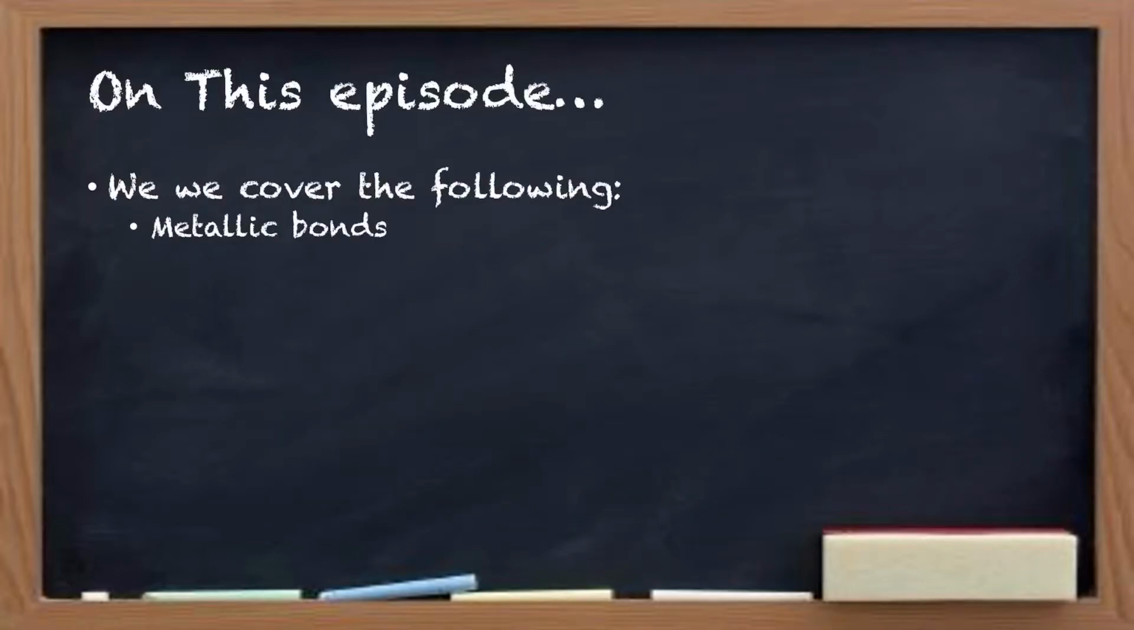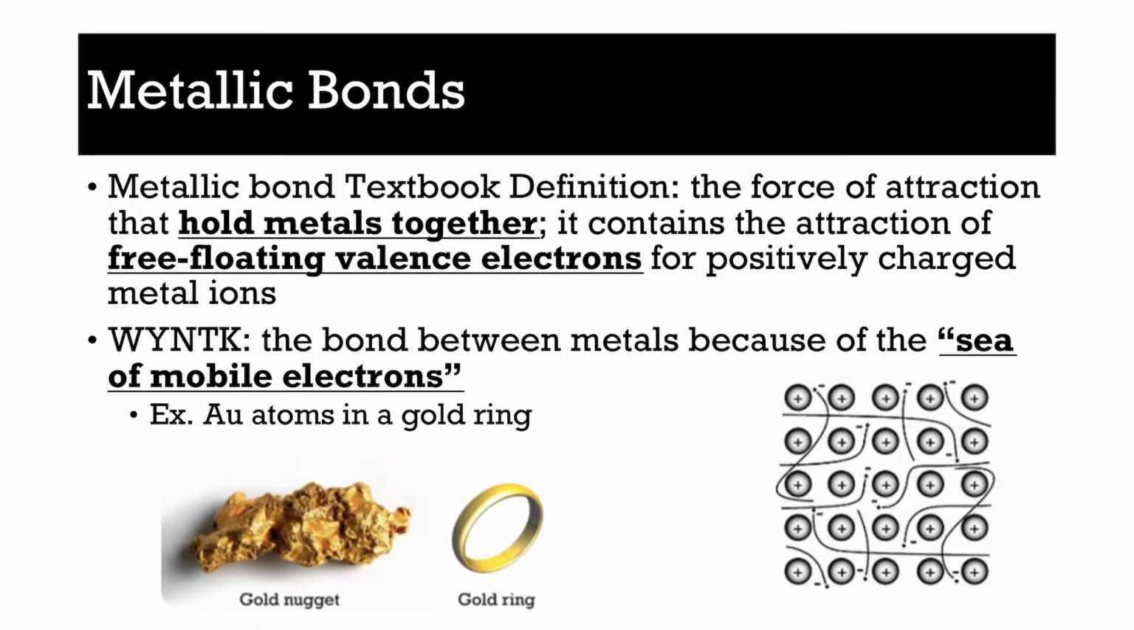And so today we're going to talk about metallic bonds, what they are, how they're formed, and the different properties of them. So metallic bonds, if you were to look this up in a textbook, the textbook would give you the force of attraction that holds metals together. It contains the attraction of free-floating valence electrons for positively charged metal ions.